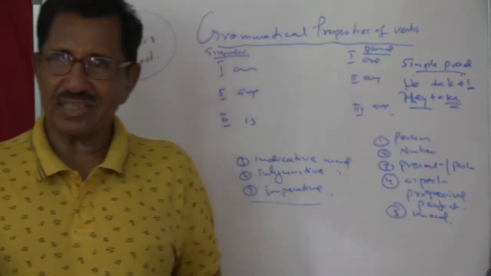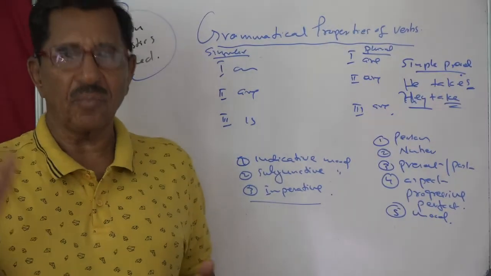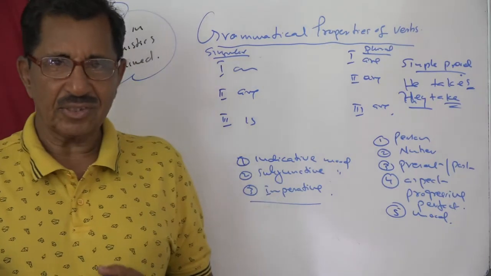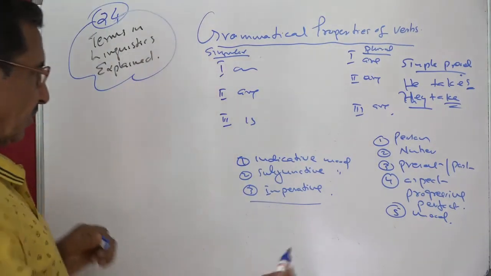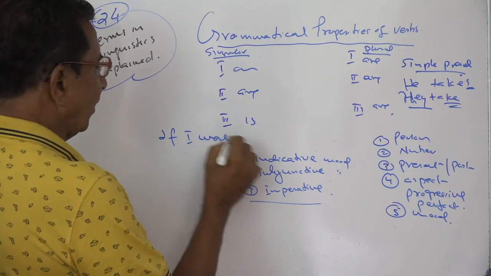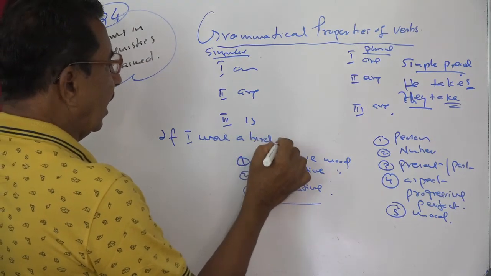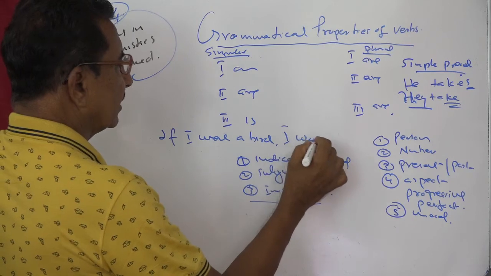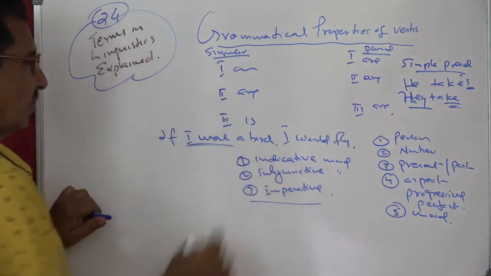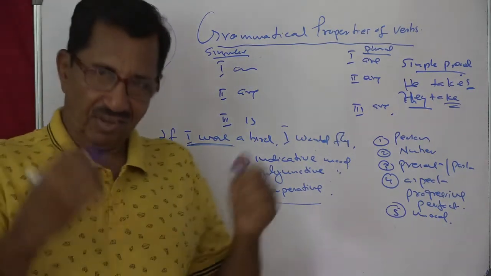In the sense that we say, no, he went home. That is indicative. And then what is subjunctive? Subjunctive is, you may come across sentences like this: if I were a bird, I would fly. This is subjunctive. I would fly. It's imaginary. You are just thinking, if I were a bird.